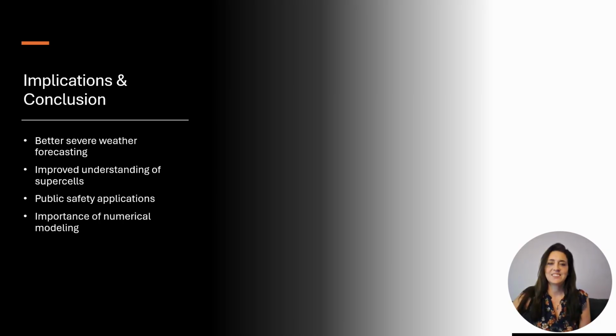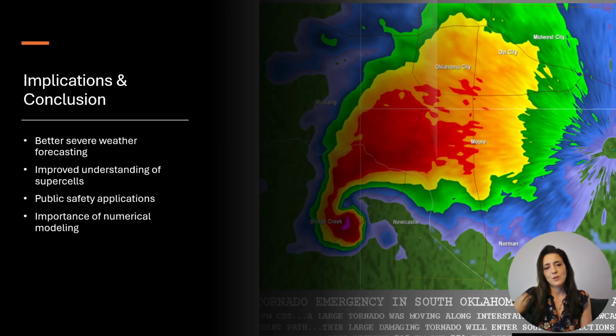The implications of this study are important because supercell thunderstorms are responsible for some of the most destructive severe weather events in the United States. Improving an understanding of updraft behavior can help improve forecasting models, warning systems, and severe weather prediction. The study also helps explain why some storms become extremely intense while others remain weaker, even when atmospheric instability is present. The article also demonstrates the importance of numerical modeling in atmospheric science.